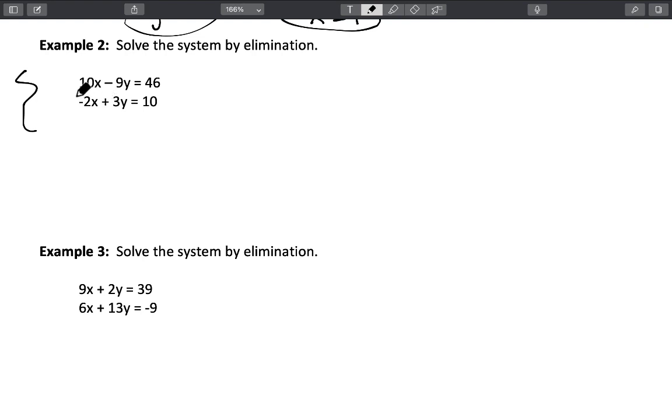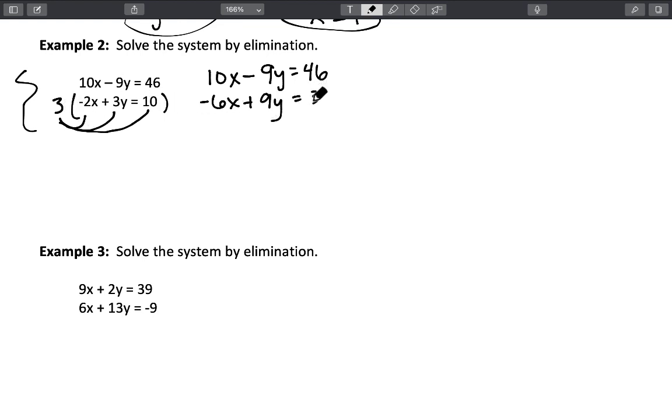So what I need to do is create an equivalent equation, and I'm going to create an equivalent equation with this bottom equation here. And the way I'm going to do that is I'm going to multiply the entire thing by 3. In other words, I need to distribute a 3 to each one of those terms in that equation. All right, so I think you'll see why I'm doing that here in just a second. I'm going to copy down the first one. I've got 10x minus 9y equals 46. And my equivalent equation for that bottom one will be 3 times negative 2, that's negative 6x. 3 times a positive 3y is plus 9y. And then 3 times 10 is 30.